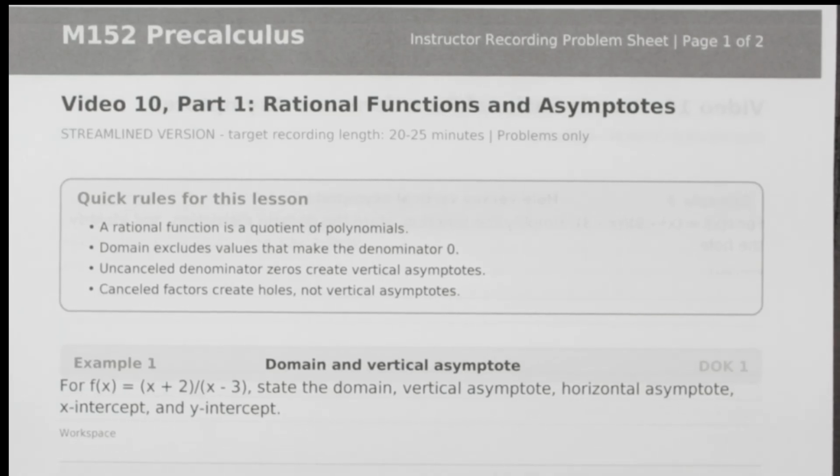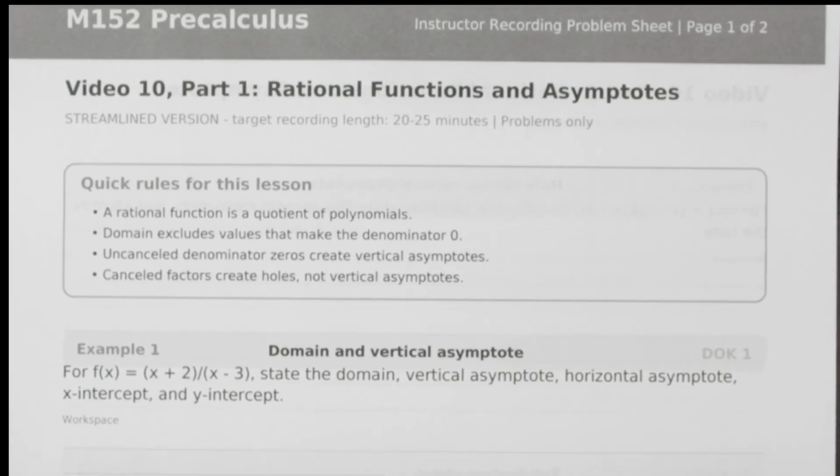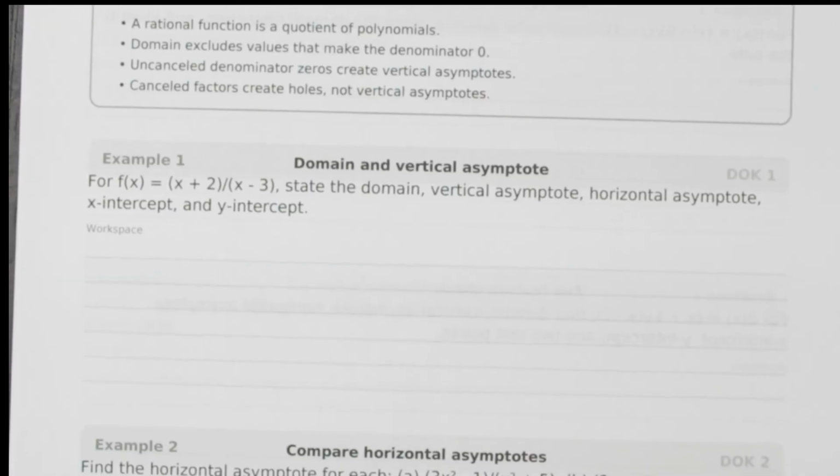Hello again. In the previous lesson, we completed our work with polynomial functions. Now we're moving into rational functions. So in this lesson, we'll identify things like domain restrictions, vertical asymptotes, poles, intercepts, some of the things that you've already discussed. So let's begin with example number one.